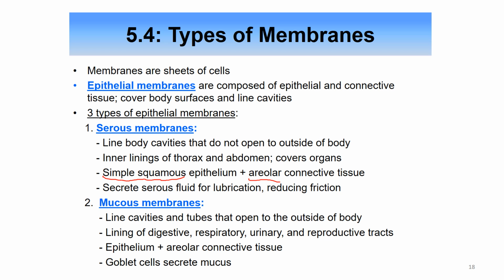Then mucous membranes. These membranes have goblet cells that make the mucus. These membranes line the cavities and the tubes. Know that the tissues making up these membranes are epithelial and areolar tissues.